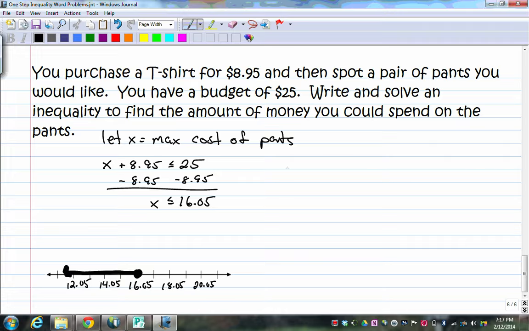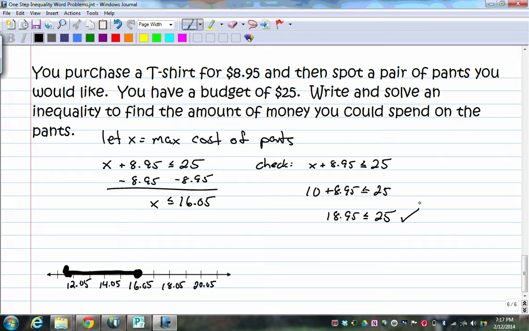For my check step, I'm going to use the original inequality. x plus 8.95 is less than or equal to 25. I need to pick a number that satisfies the inequality, so something that's smaller than or equal to 16.05. Well, again, I'm all about making the math easy, and I see that 10 would work here. So 10 plus 8.95 is less than or equal to 25. And I have 18.95 is less than or equal to 25.